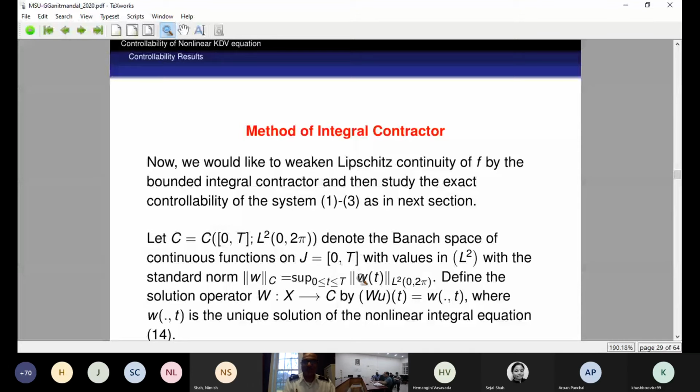That's my experience too. Anyway, guys, let me again come to my topic, the method of integral contractor. For that, I need to define one space. Let C be a space of all continuous functions from the interval J to L2. That denotes the Banach space of continuous functions in J with the sup norm, and define the solution operator W from X to C by W(u)(t) equal to w(x)(t), where w(x)(t) is the unique solution of the nonlinear integral equation, 14 or 18, whatever you want to say. So this is the space, and I want to use this space to define the method of integral contractor.